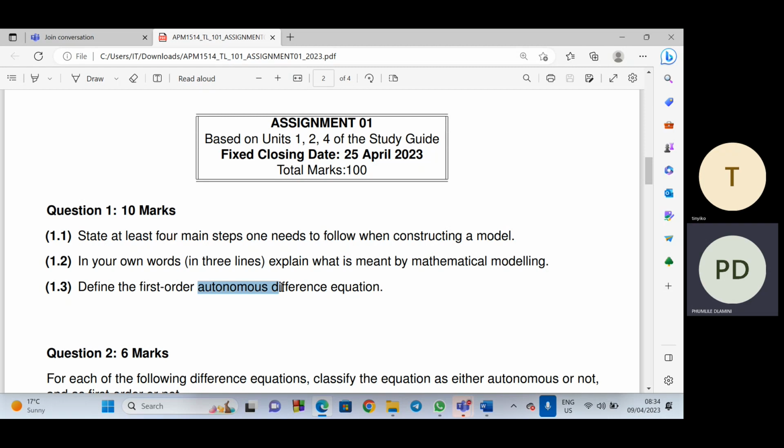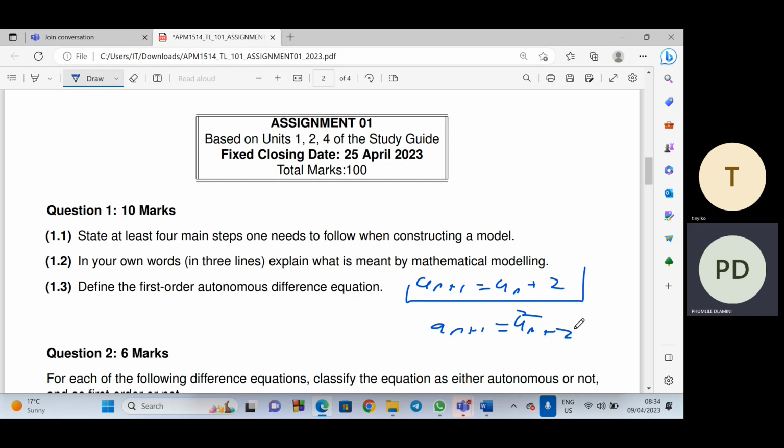For the first order autonomous, I already defined what autonomous means: the equation is not multiplied by n. And for first order, the equation involves only AN and AN plus 1, for example AN plus 1 equals AN plus something, maybe plus 2. This is the first order. But if you find AN plus 1 equals AN plus 2, maybe AN squared sometimes, this is the second order. It's no longer the first order.